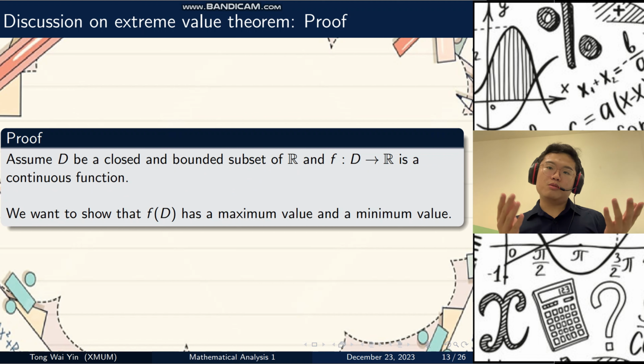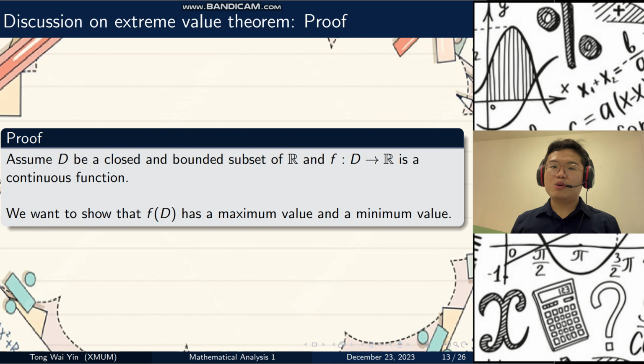First, let's assume D is a closed and bounded subset of real number, and f is a continuous function defined on D. To complete the proof, we have to show that the range of f has a minimum value and also a maximum value. Actually, by theorem 2, which I introduced just now, if we can show that the range of f is sequentially compact, then this implies that the range of f will have a maximum value and also a minimum value. So now I would like to show that the range of f is sequentially compact.